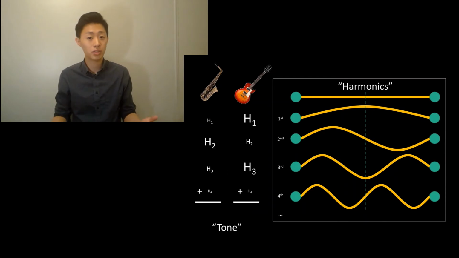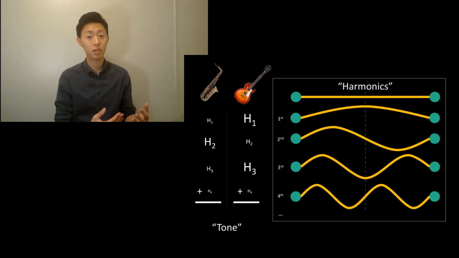For example, one instrument might have a very small first harmonic, a very large second harmonic, and the third and fourth and so on are very weak. While a different instrument might have a very large first harmonic, a very small second harmonic, or a large third harmonic. So this is what determines an instrument's unique tone. Sometimes musicians call that the instrument's timbre.